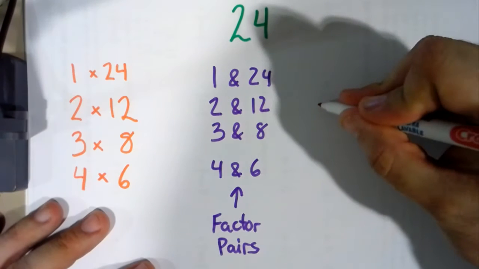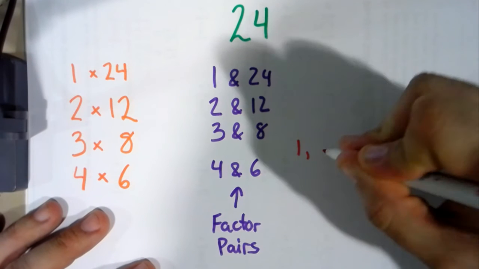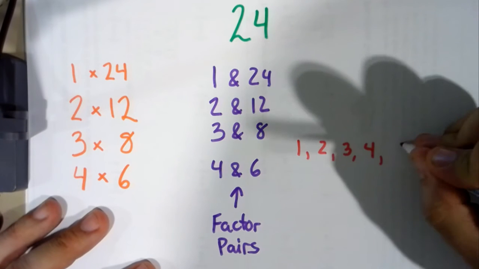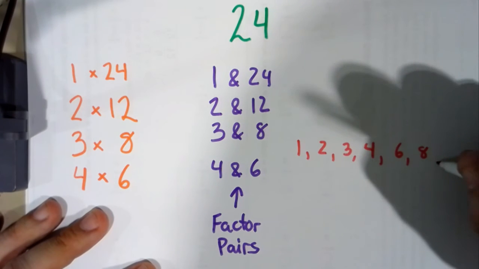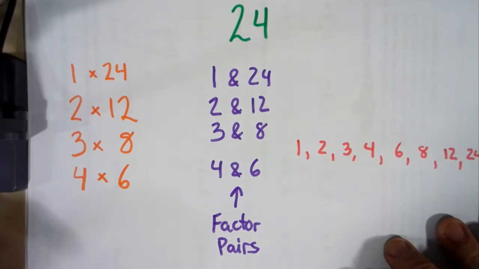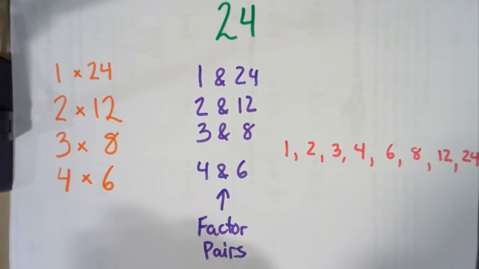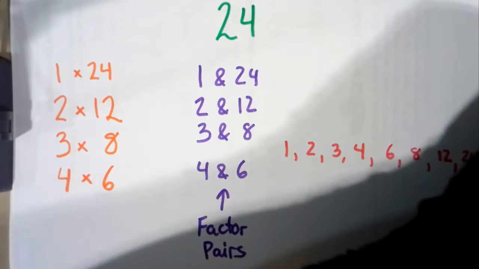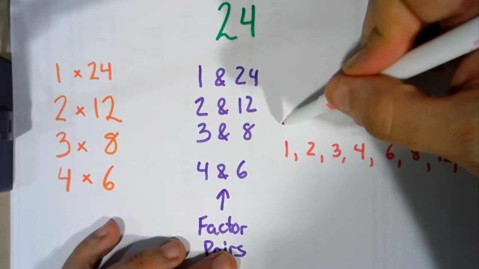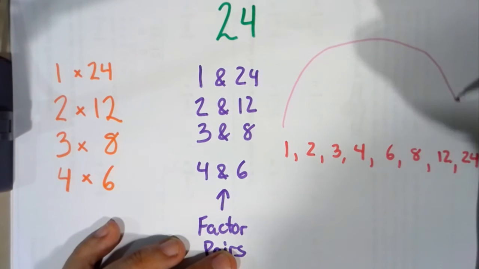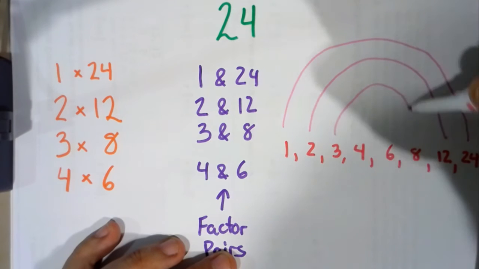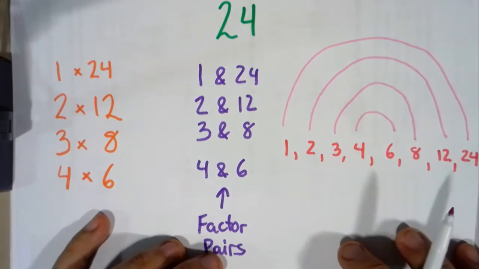Sometimes we can also list factors just in numerical order. 1, 2, 3, 4, 6, 8, 12, and 24. These are the factors of 24, and you may have heard your students talk about how we can make a factor rainbow. A factor rainbow is when we find the factor pairs here and we just connect them visually. 1 and 24, 2 and 12, 3 and 8, and 4 and 6.